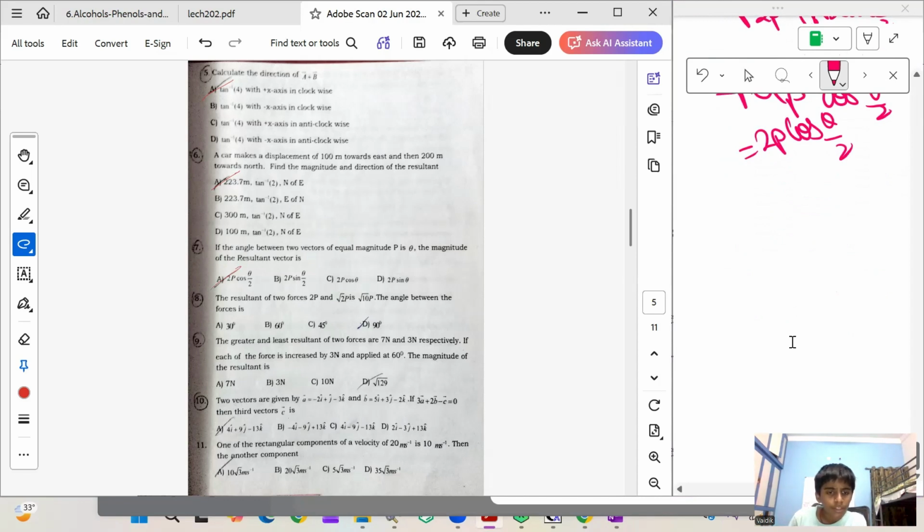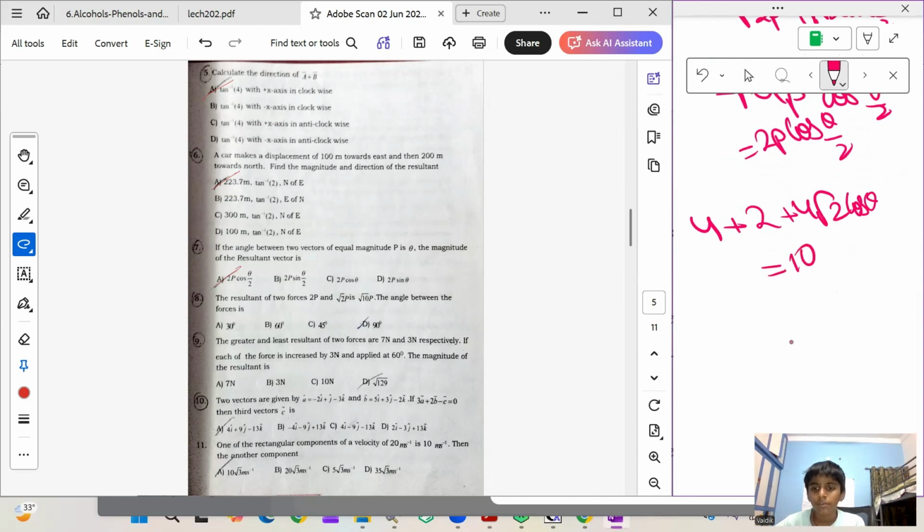The resultant of two forces 2P and root 2 P is root 10 P. The angle between the forces is? For this we can use the parallelogram law. Here 2 square 4 plus root 2 square 2 plus 4 root 2 cos theta equals root 10 whole square, 10. So here 6, so it would be 4 root 2 cos theta equals 4. 4 and 4 will get cancelled. Cos theta equals 1 by root 2. So theta would be 45 degrees. Option C.